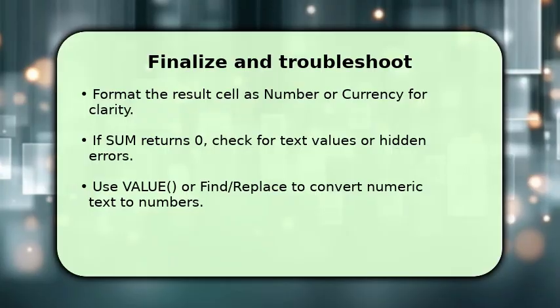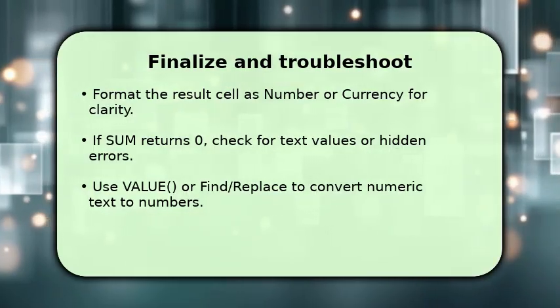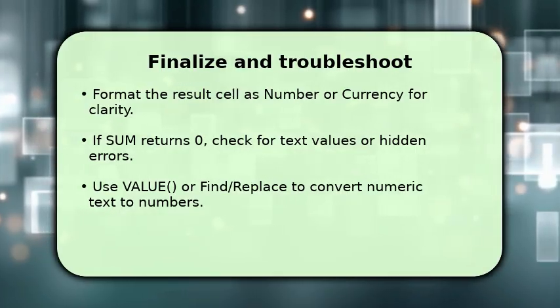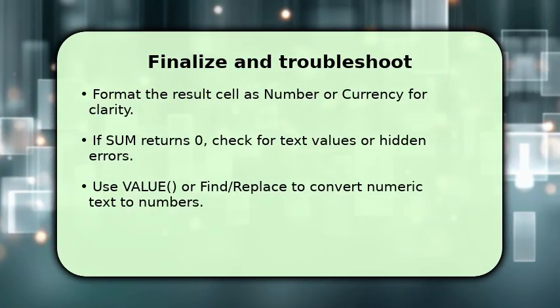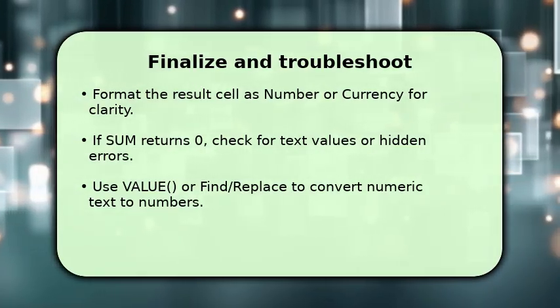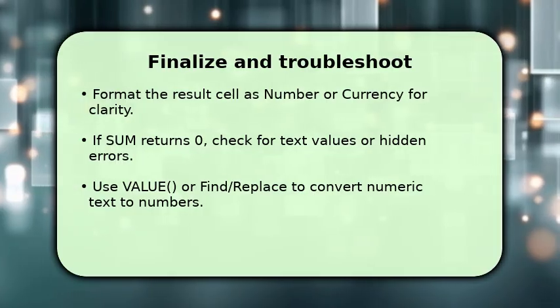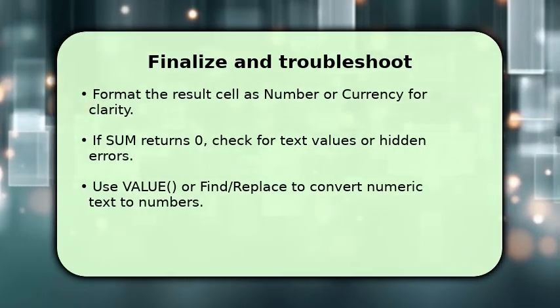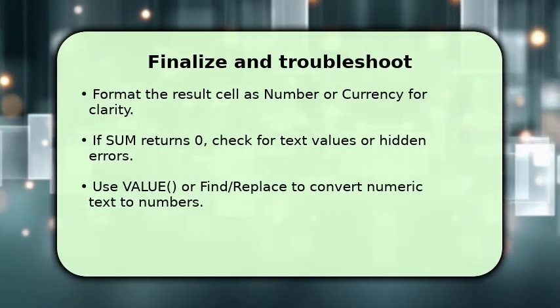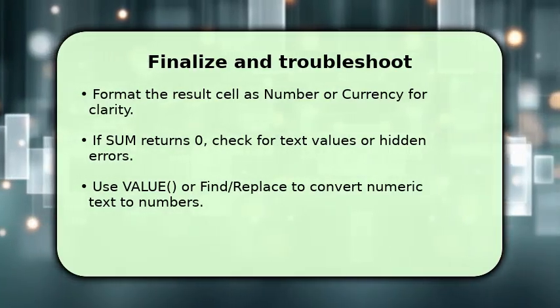If the SUM is 0 or incorrect, inspect your source cells. Text-looking numbers, leading spaces, or error markers can block summation. Use find and replace to remove stray spaces or wrap problematic cells in VALUE to convert them. Once fixed, recalculate or press Enter in the formula cell. If problems persist, check for filters hiding rows or array formula conflicts that might interfere.